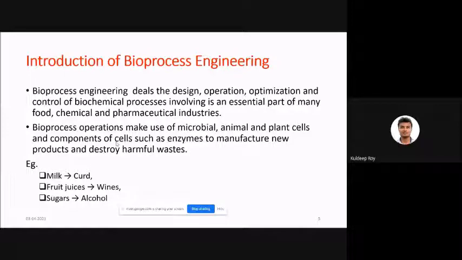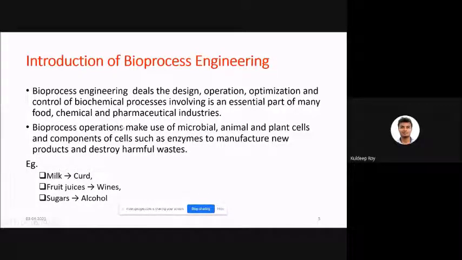Now, bioprocess engineering, which I have written in three lines, let me read this also. Bioprocess engineering deals with the design, as I already told, the designing part. Operation means you need optimum conditions to get the higher yield. You have to optimize the optimum temperature, the pH, and the inoculum conditions, and take them into consideration. And the control of biochemical processes is an essential part of many food, chemical and pharmaceutical industries.